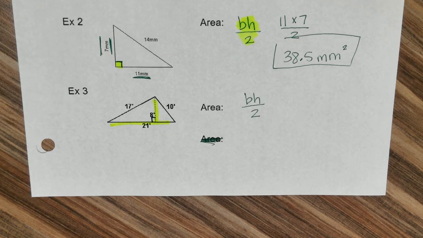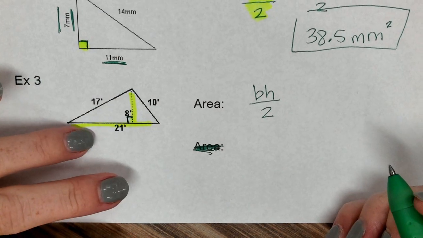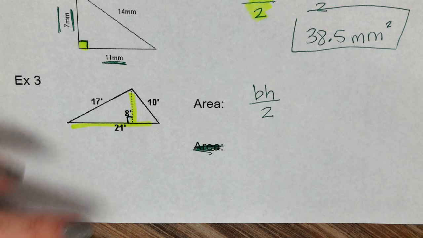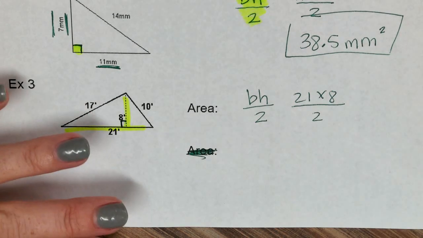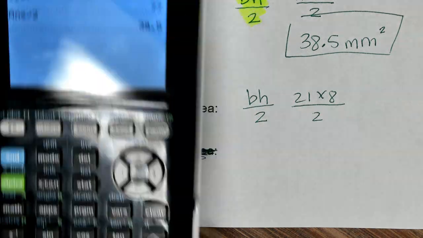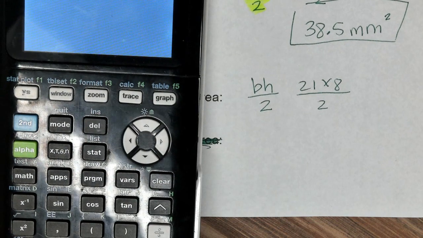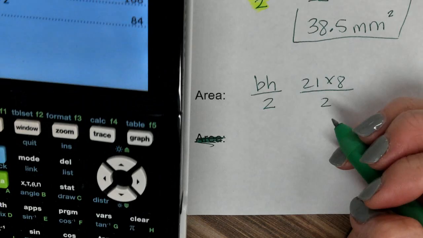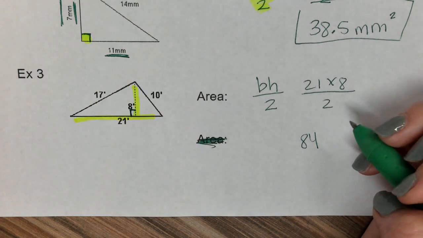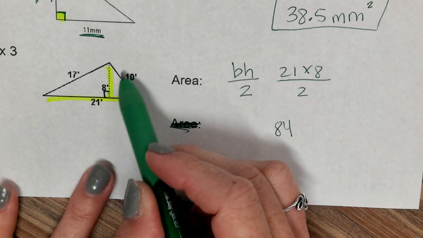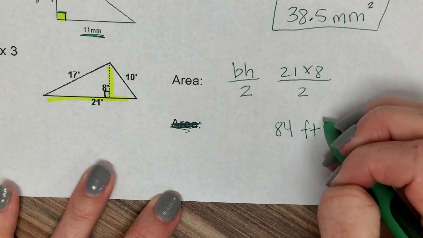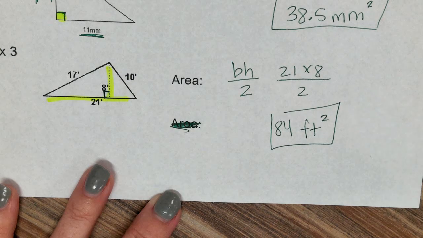So what 2 numbers am I using? 21 and 8. So I'm doing 21 times 8 divided by 2. Put it in your calculator. What'd y'all get? 84. Who remembers what this means? Feet. And what do I write? Squared. Feet squared.